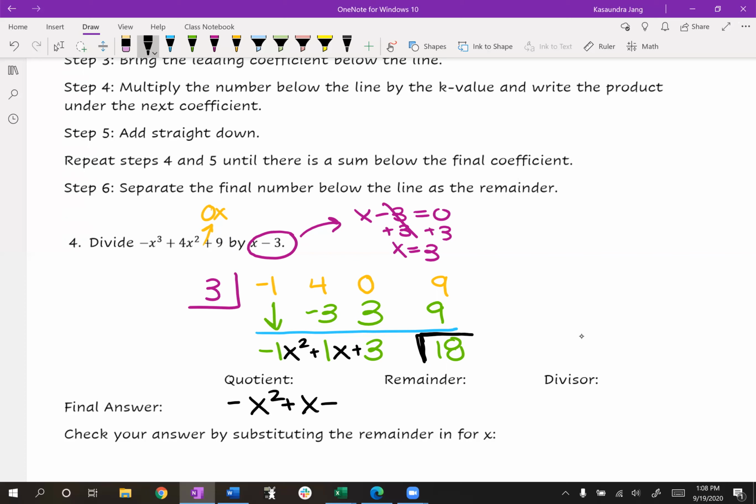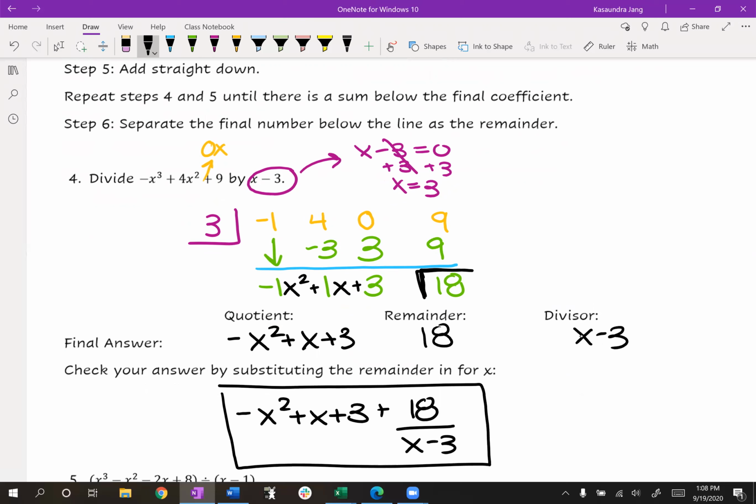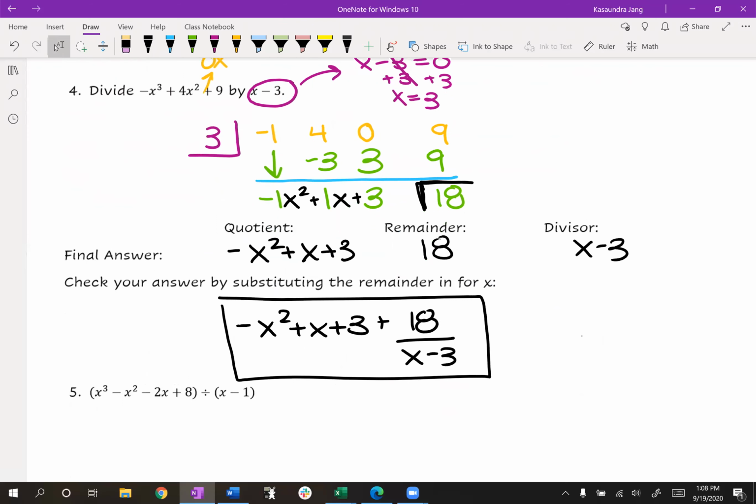And then the remainder is what's under this box here. The last number was an 18. That's my remainder. And then the divisor, what I was dividing by, was x minus 3. Okay, so my final answer is going to be just like it was with the long division. I do the quotient plus the remainder over the divisor. Okay, so here's my final answer. All right, so there's synthetic division. I'm going to try another one. I suggest you guys push pause, give it a shot, and then once you're done, let's turn this back on and see if you got it right.